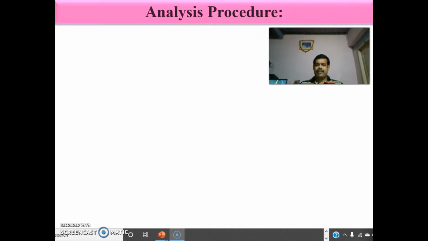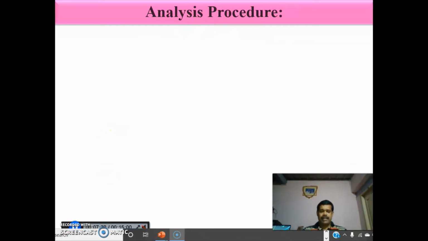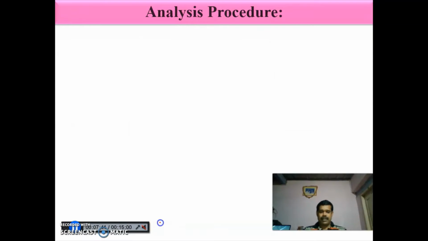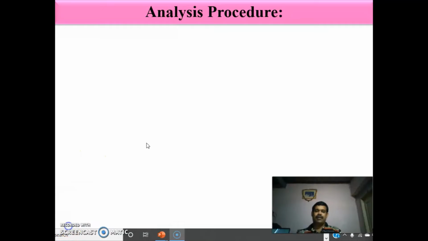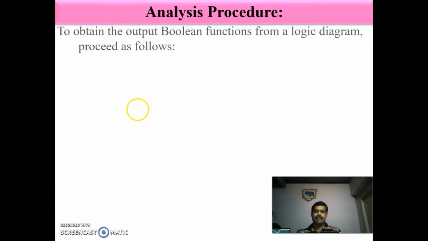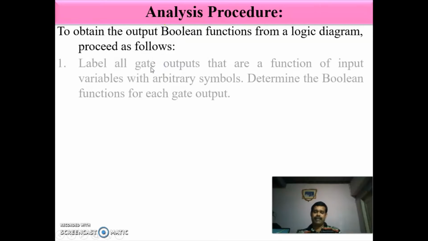Next, analysis procedure. How to analyze a combinational circuit. Next is the analysis procedure for combinational circuit. So to obtain a Boolean function from a logic diagram. Your analysis means you will be having a diagram. From that diagram, you have to get a Boolean function.